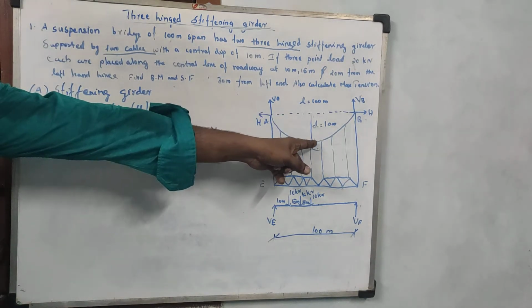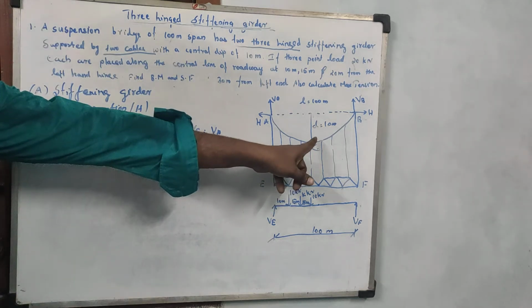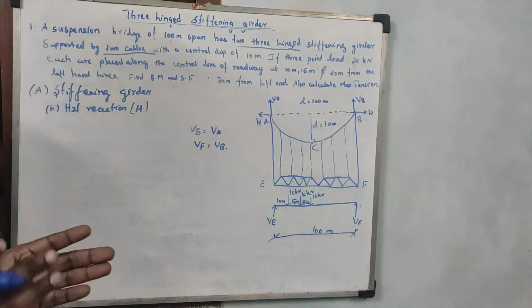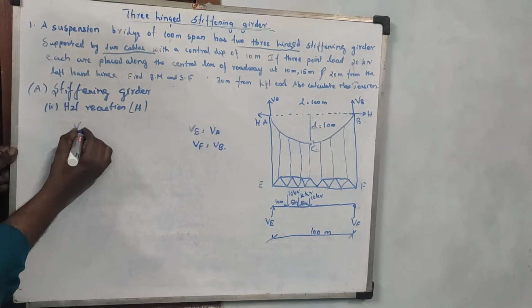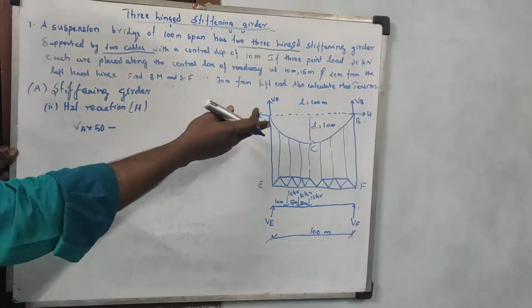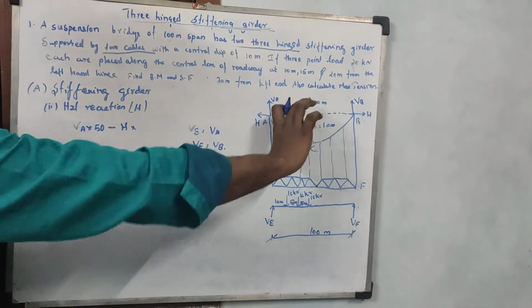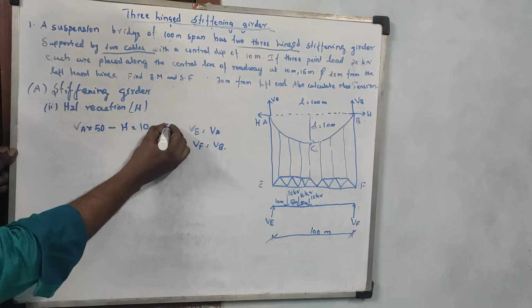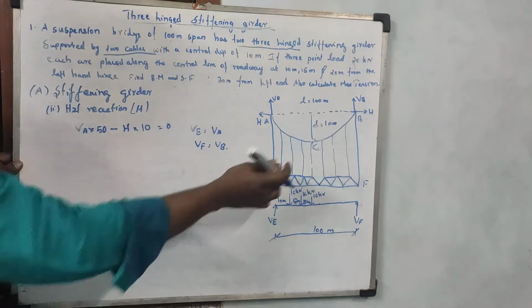To find the horizontal reaction at the cable, we have to take moment about C. We can consider any one side, right side of C or left side of C. We can consider left of C. VA into the distance 50, minus H into the dip, equal to 0. Take moment about C.